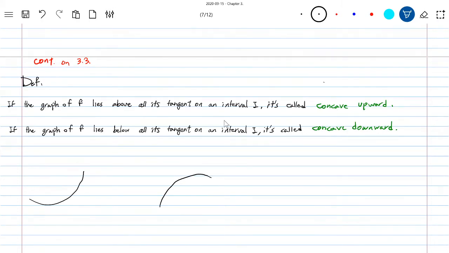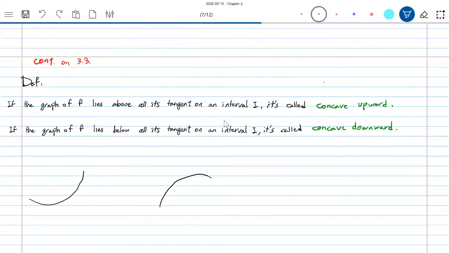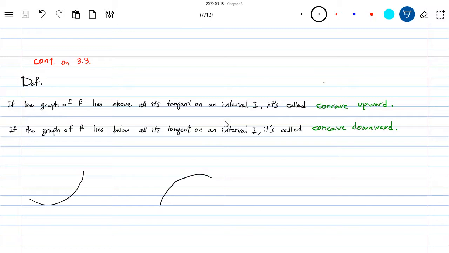Let's continue on 3.3. Last time we discussed the first derivative and the use of the first derivative to find the increasing and decreasing intervals, local max and local min. Today we're going to discuss the second derivative and using that to find the behavior of the graph of function f.